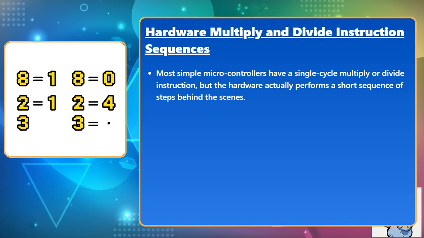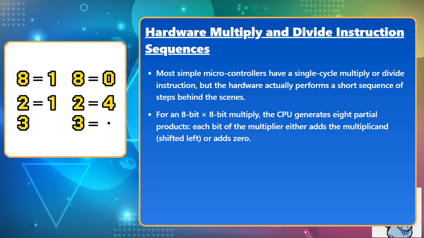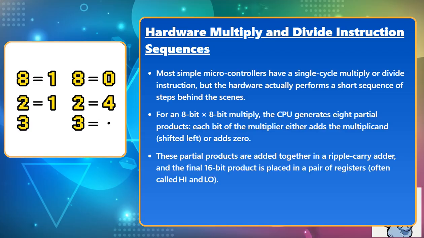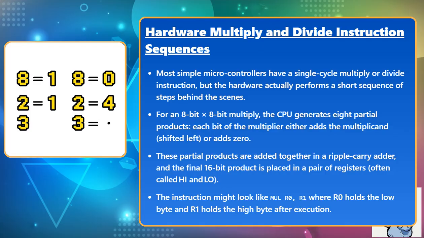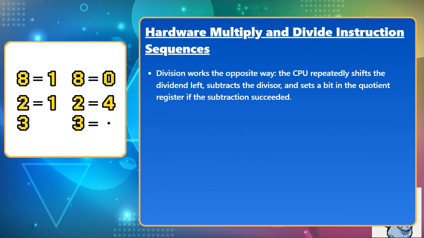Most simple microcontrollers have a single-cycle multiply or divide instruction, but the hardware actually performs a short sequence of steps behind the scenes. For an 8-bit times 8-bit multiply, the CPU generates 8 partial products. Each bit of the multiplier either adds the multiplicand shifted left or adds 0. These partial products are added together in a ripple carry adder, and the final 16-bit product is placed in a pair of registers, often called HI and LO. The instruction might look like MUL R0, R1, where R0 holds the low byte and R1 holds the high byte after execution.